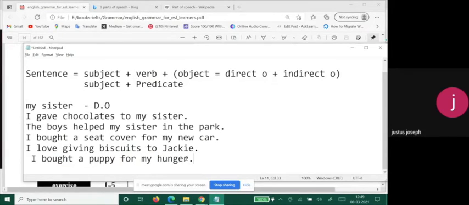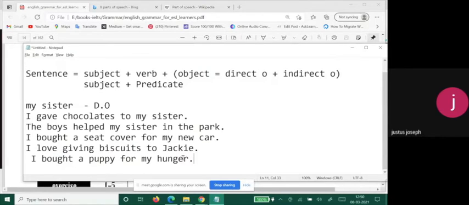Now what is a puppy? Verb, direct object, hunger. What is hunger? Is it a noun or a verb? It's the name of my hunger, isn't it? It's used as a noun here, right?